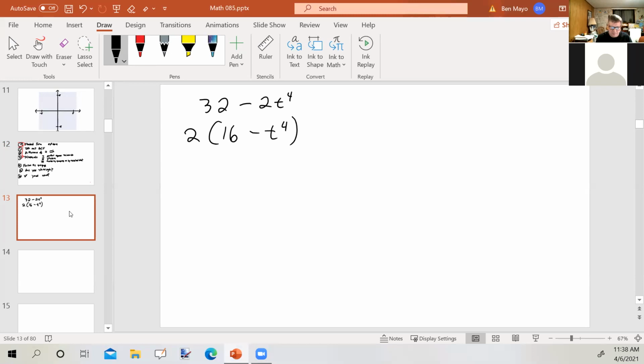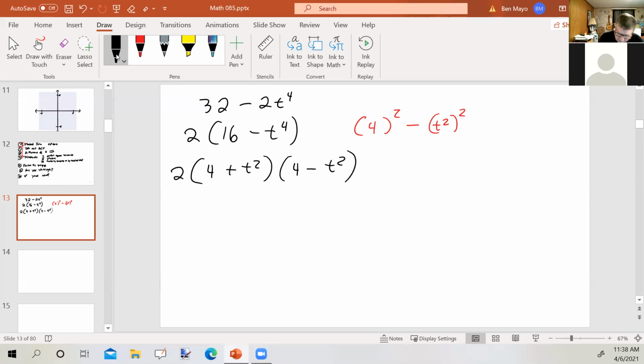Now, 16 minus t to the 4th is a binomial. It's a difference. Is it a difference of 2 squares? Well, let's see. We could have 4 squared minus t squared squared. So yes, it is. So now my factors become 2 times 4 plus t squared, 4 minus t squared. All right. Any questions so far?